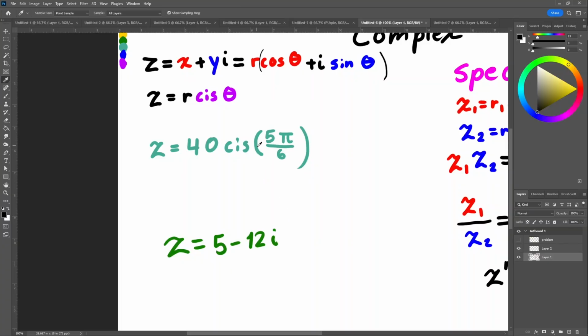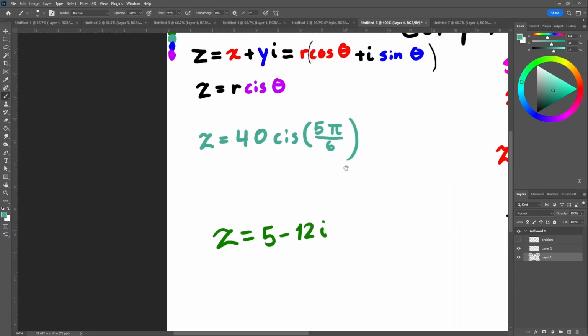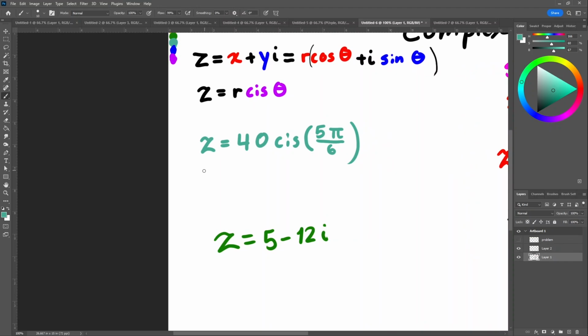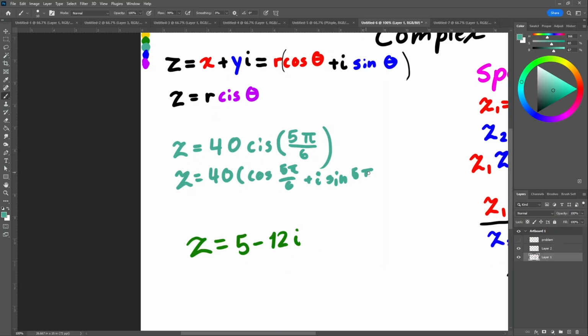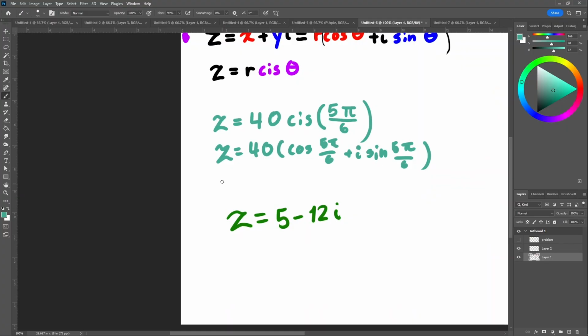So for this one, you would want to convert from this polar form to complex. First thing we might want to do is expand this out into 40 times cosine 5 pi over 6 plus i sine 5 pi over 6. Then we can just solve for that because those are just numbers.